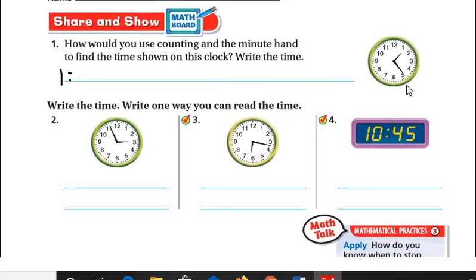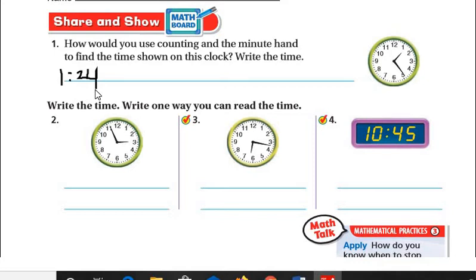So how many minutes at 5, grade 3? Let's keep counting again. 0, 5, 10, 15, 20, 25. Okay, but it's not 25. Just 1 before 25, which is 24, yes. So it's 1:24.